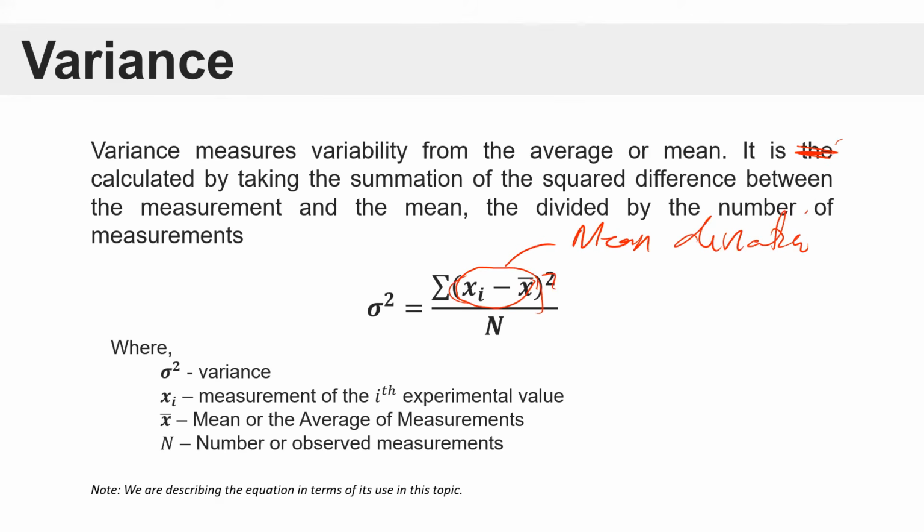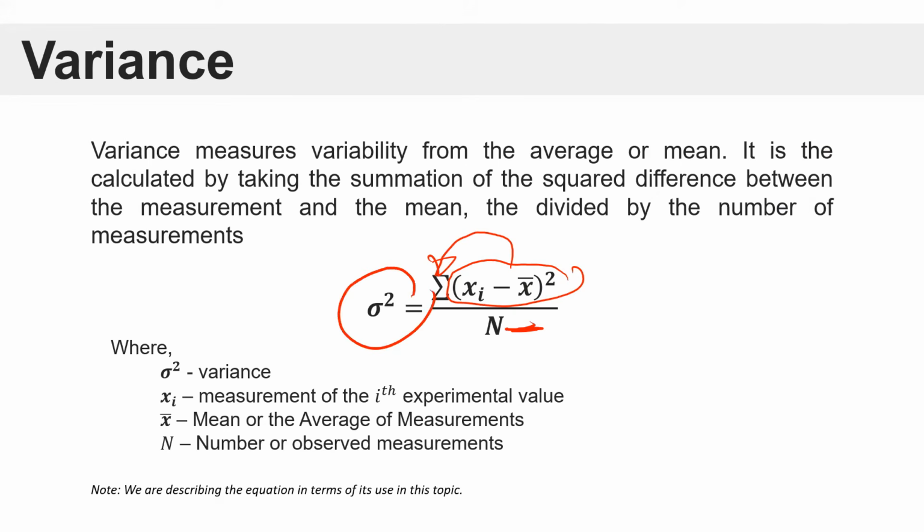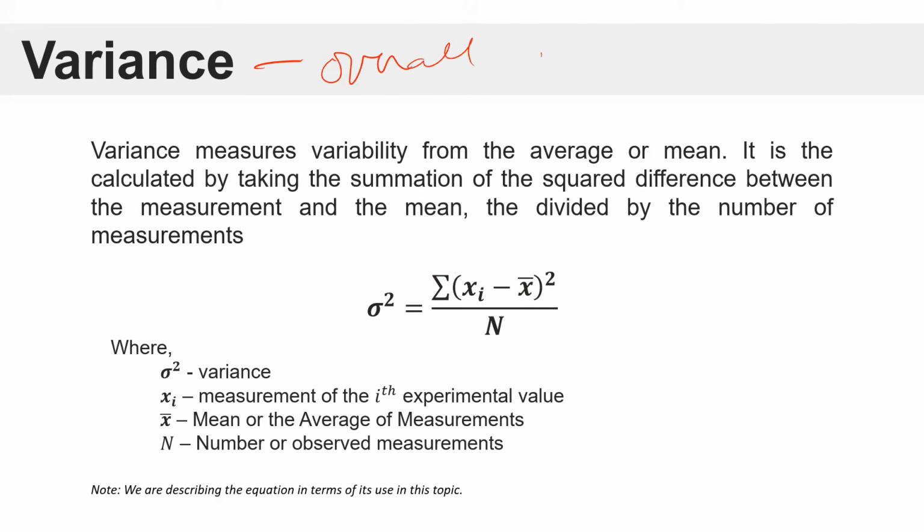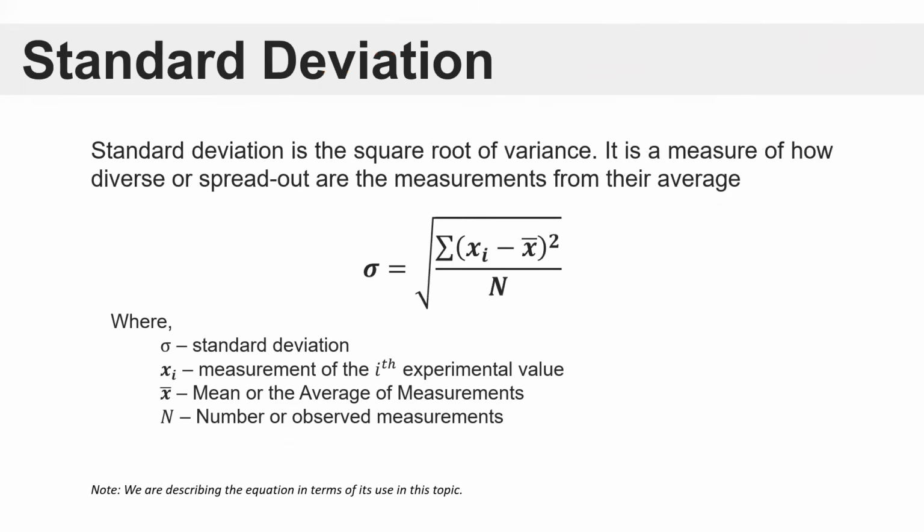So therefore, we need to get the squared of mean deviation and then we need to get the sum of this squared mean deviation divided by the number of observation in order for us to get the value of our variance. So variance is the overall spread of your data. Next is the standard deviation.